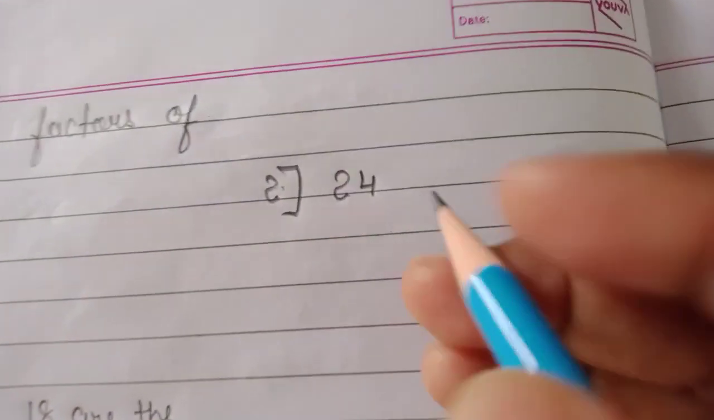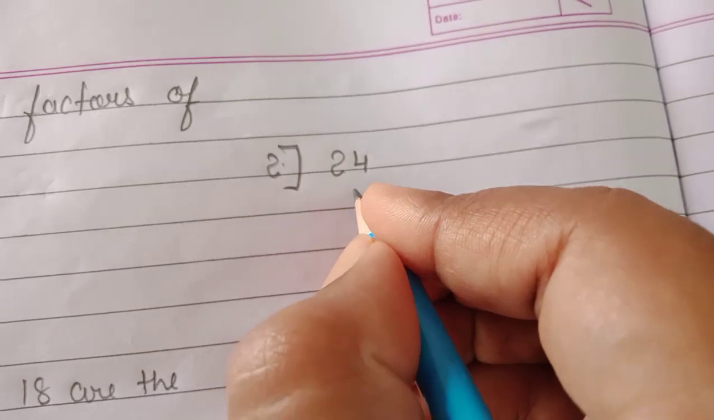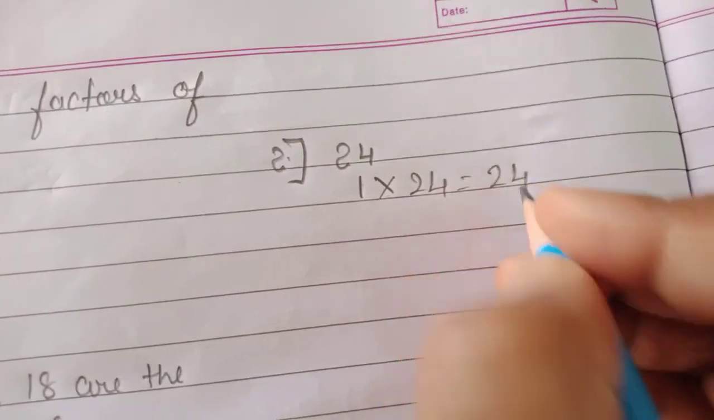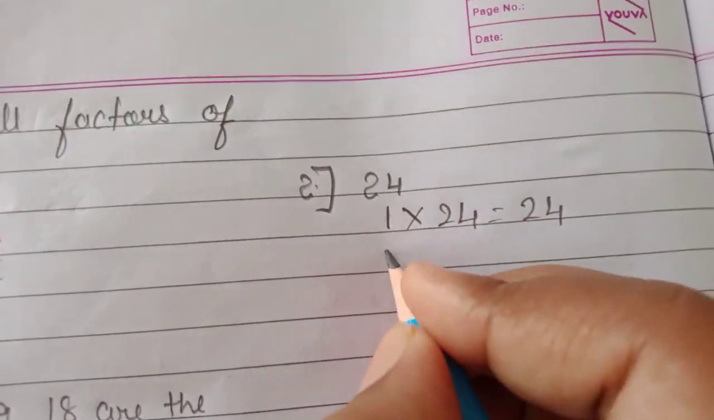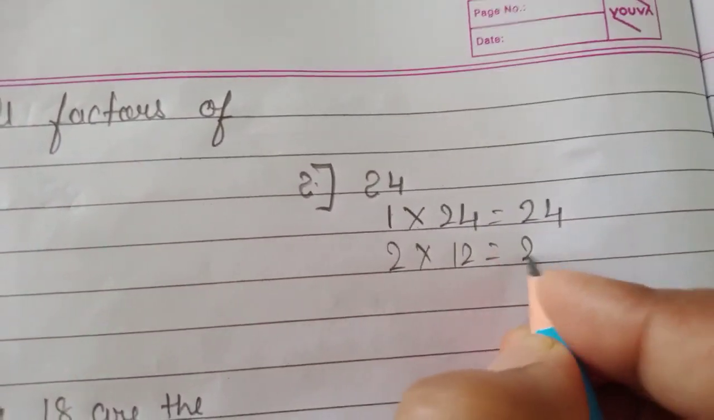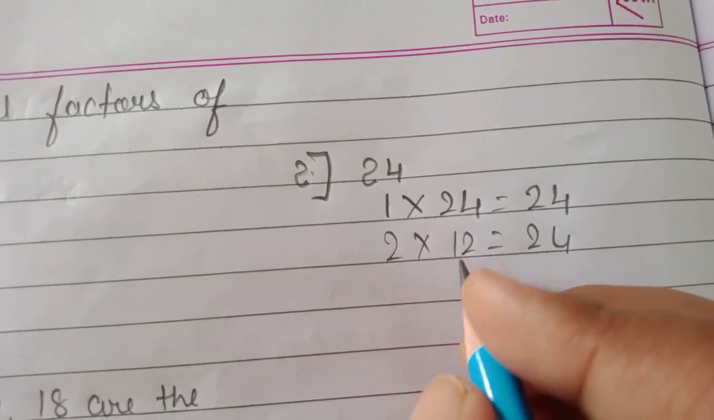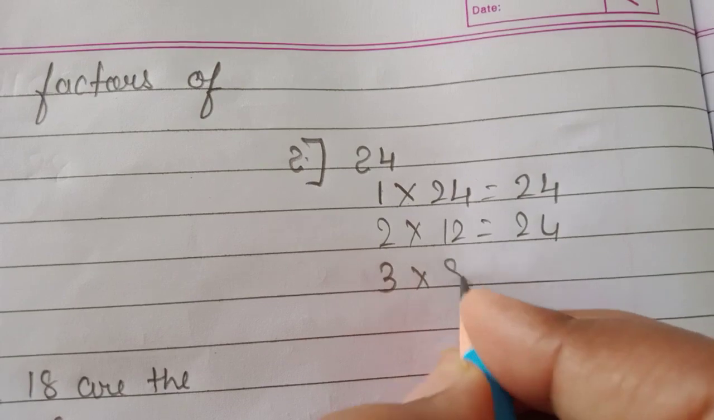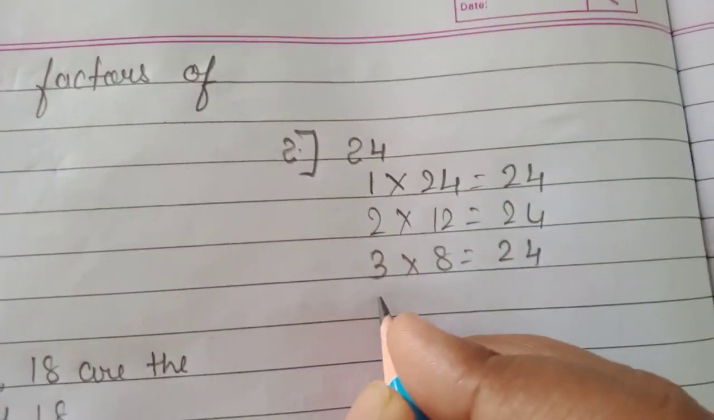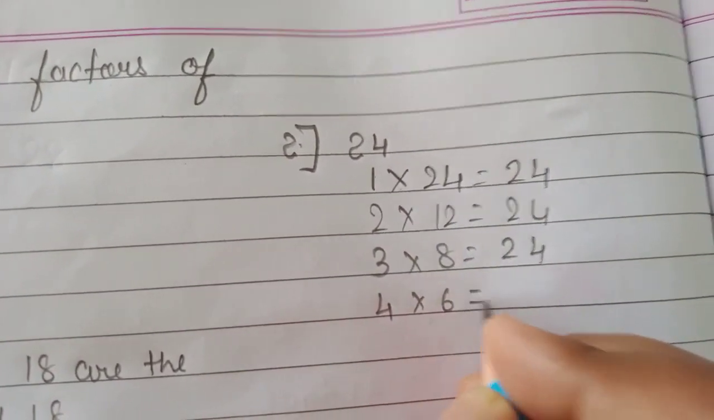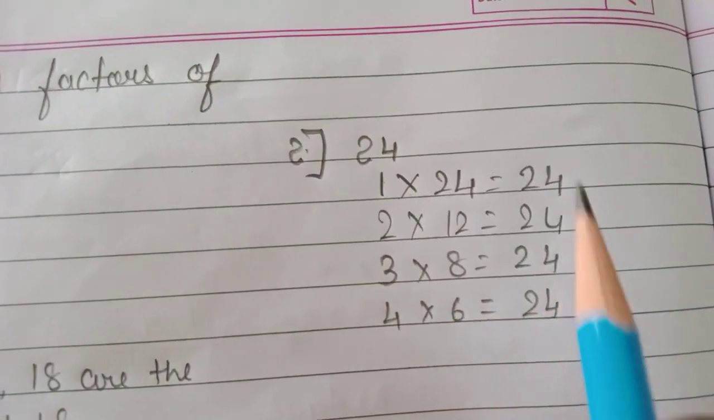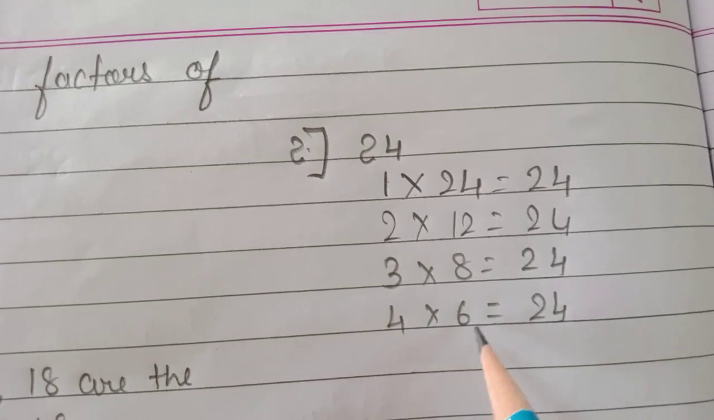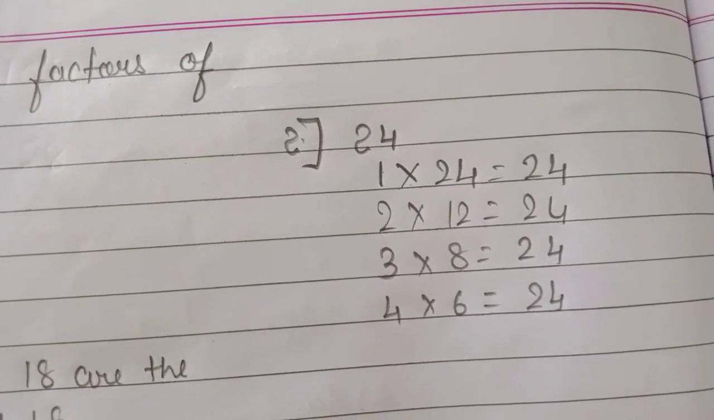Now number 2, 24. So what will we write first for 24? We will write 1 multiplied by 24 equals 24. Then in the 2 table, when 24 comes, 2 12s are 24. Then in the 3 table, 3 8s are 24. Then in the 4 table, 4 6s are 24. Then in the 5 table, will it come? No. In the 6 table, yes, 6 4s, but we have already written 4 6s are 24, so we will not repeat.